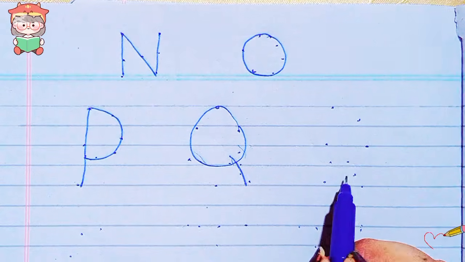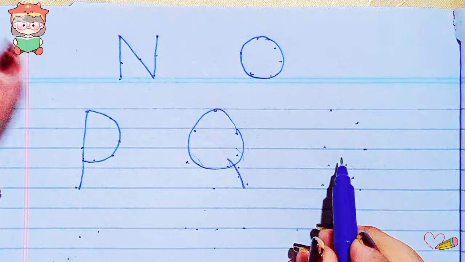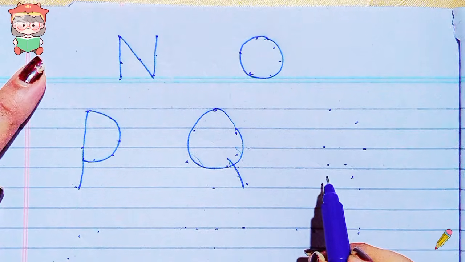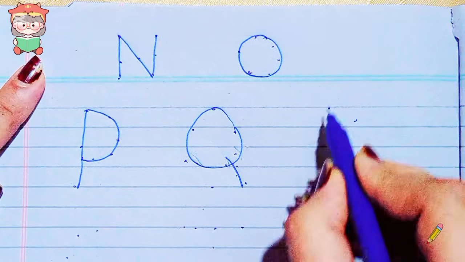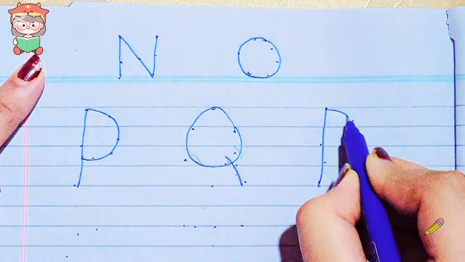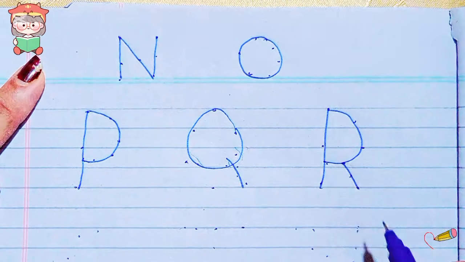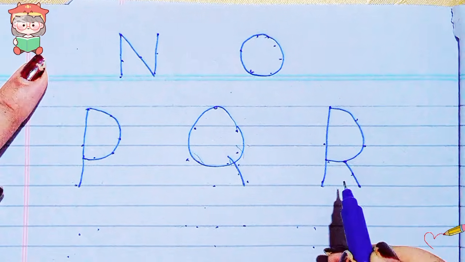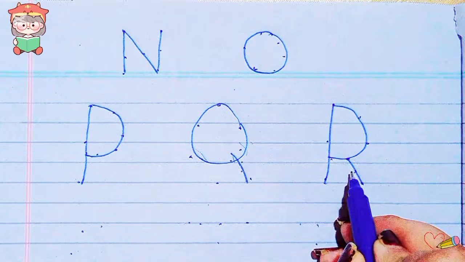R for rabbit. So let's match the dots. First straight line, second round line, and one more straight line. It's letter R. R for rabbit.